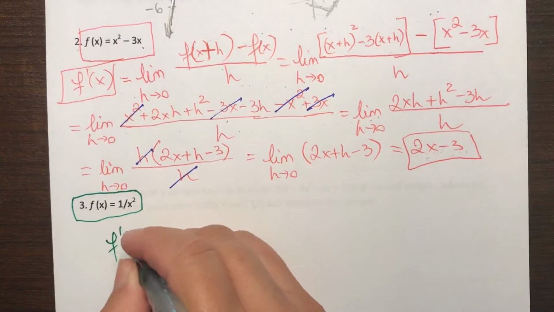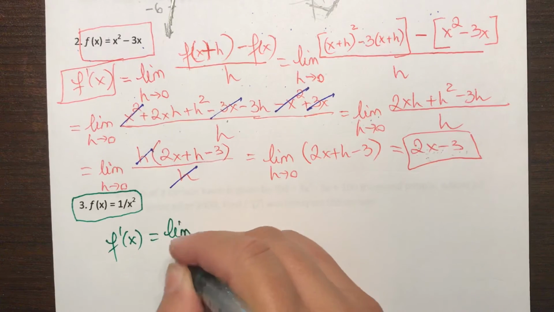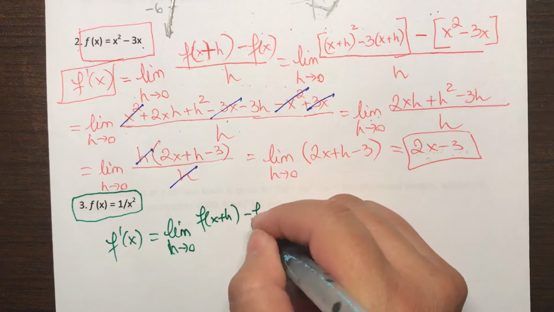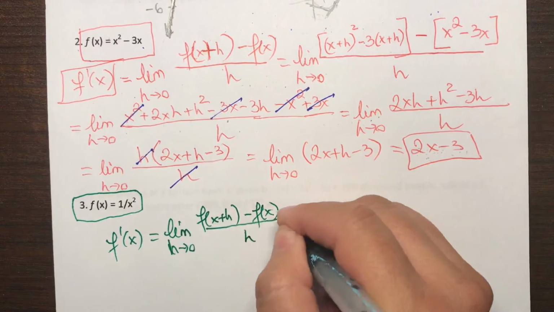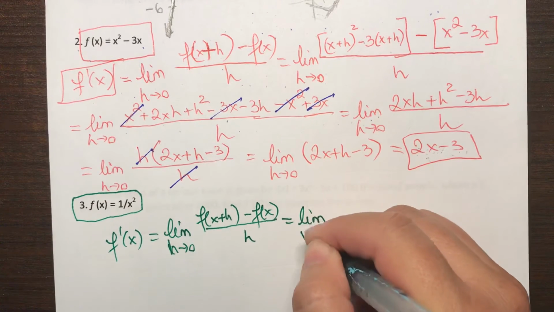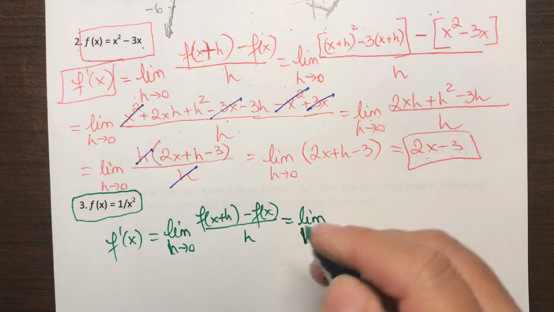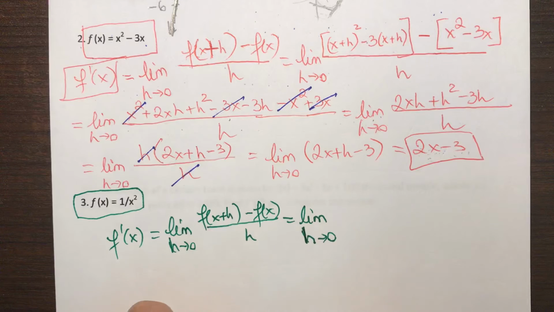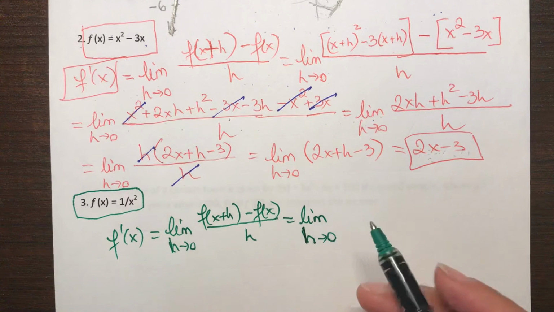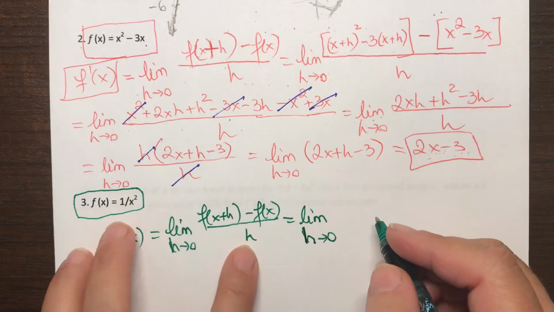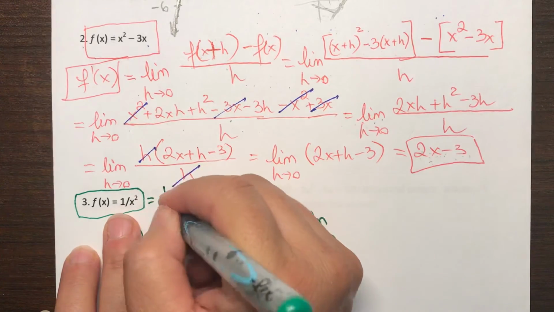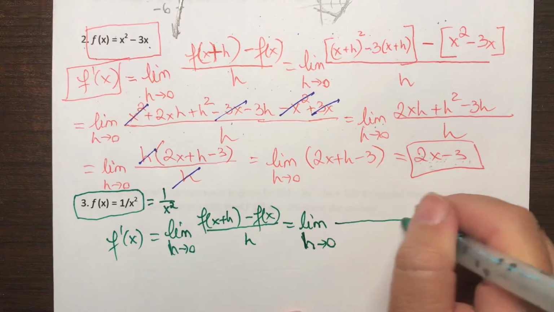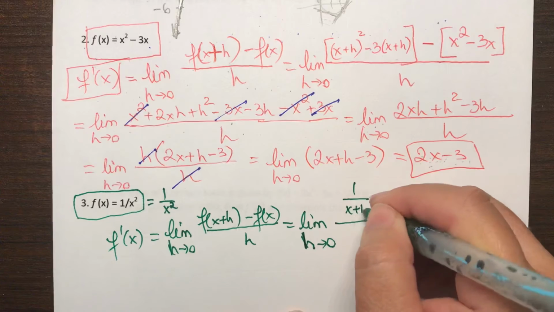F prime of x is the limit as h approaches 0 of f of x plus h minus f of x all over h. I'm just going to keep writing it, so hopefully it will be drilled in. But again, we're going from an x plus h minus x, right? And plug in x plus h and x in the function values, right, for the y's. Okay. So this is a 1 over x squared. That's what this function looks like. So what do we do? Well, I'm going to plug in x plus h.